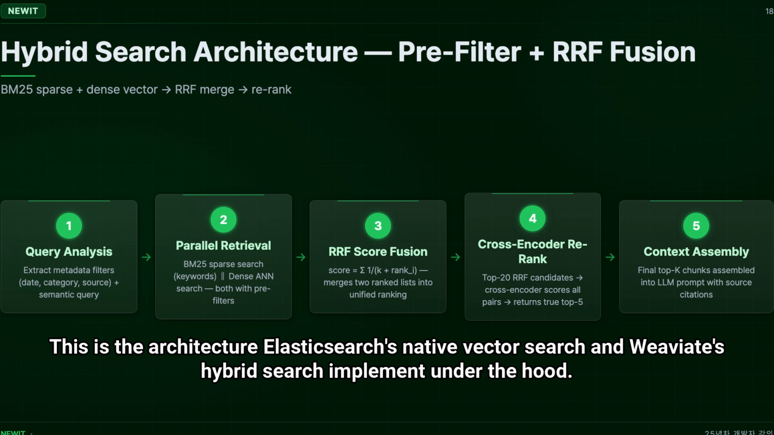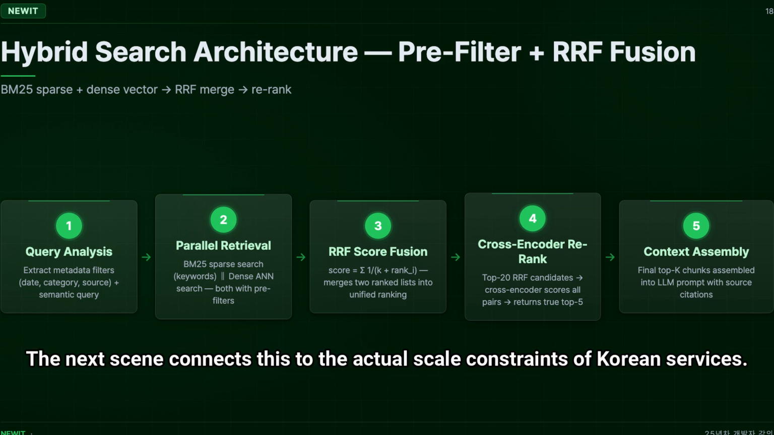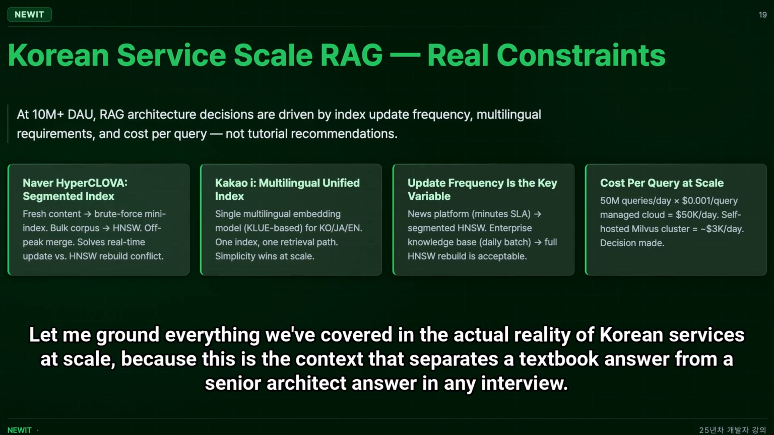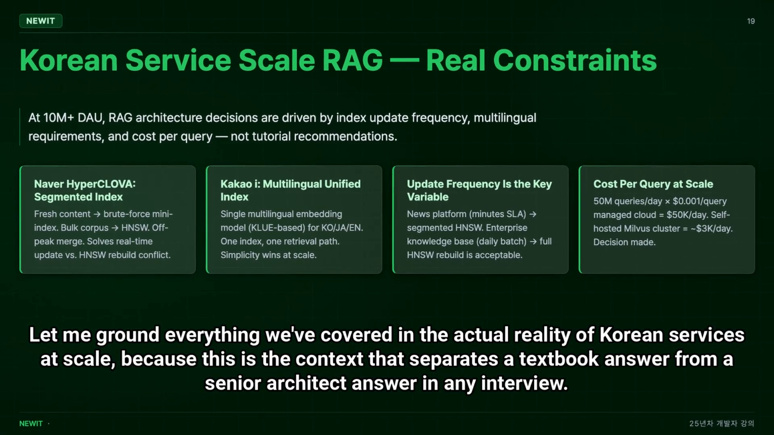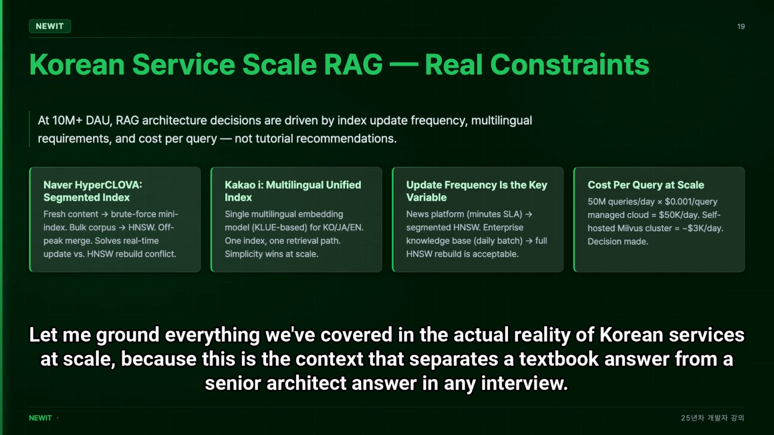This is the architecture Elasticsearch's native vector search and Weaviate's hybrid search implement under the hood. The next scene connects this to the actual scale constraints of Korean services. Let me ground everything we've covered in the actual reality of Korean services at scale, because this is the context that separates a textbook answer from a senior architect answer in any interview.